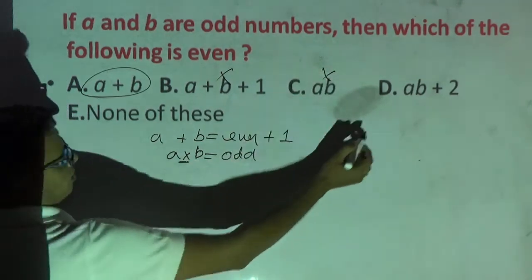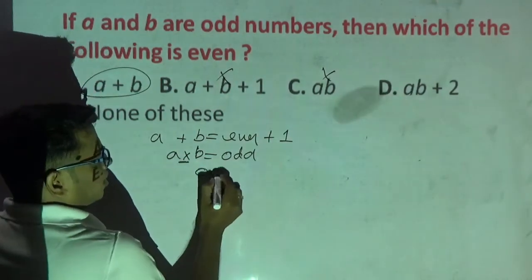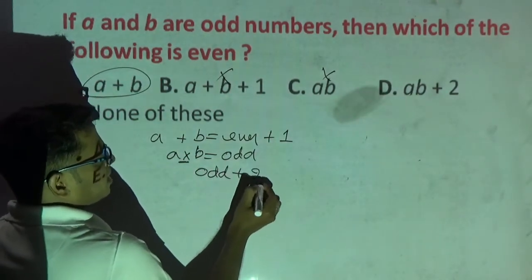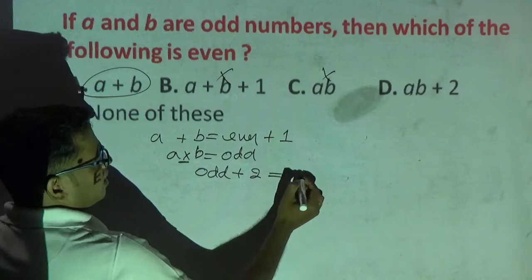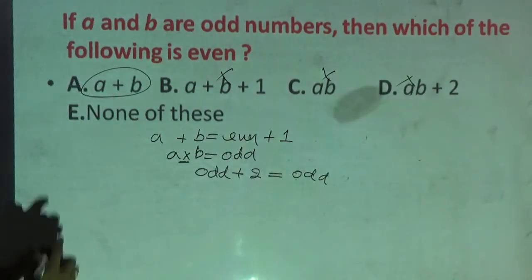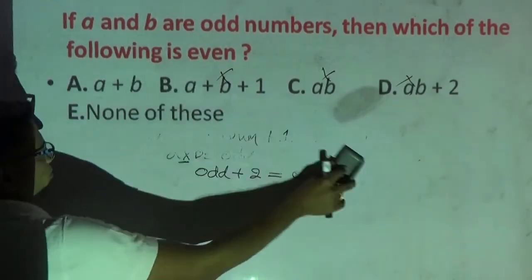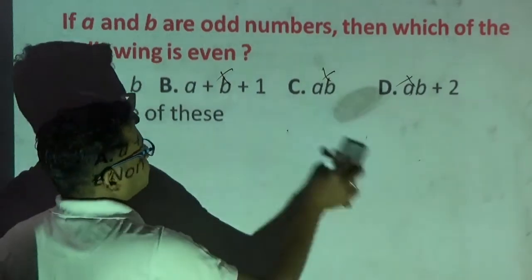Odd into odd is always an odd number, right? Odd number plus even number is always an odd number only. This is also not your answer. Therefore, you can tell the answer for this question straight away if you know the concept. The answer is option A, that is A plus B. Hope you have understood this example.